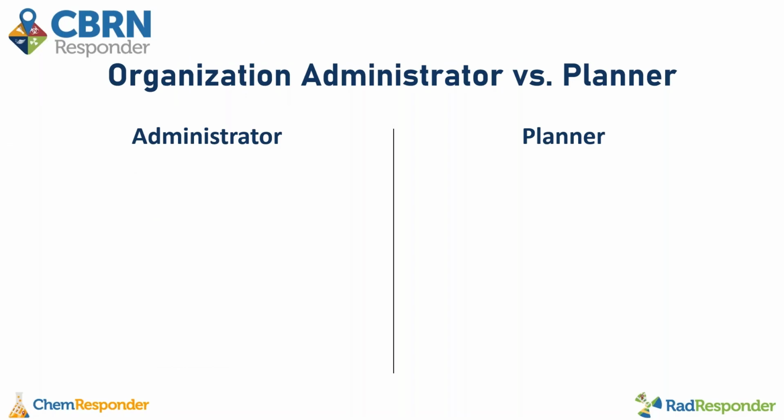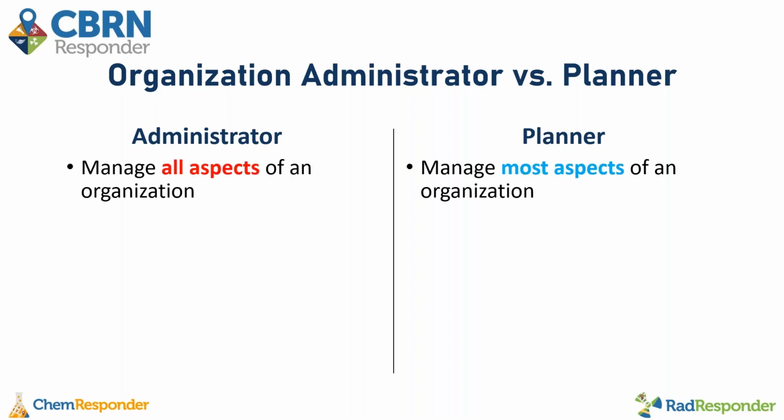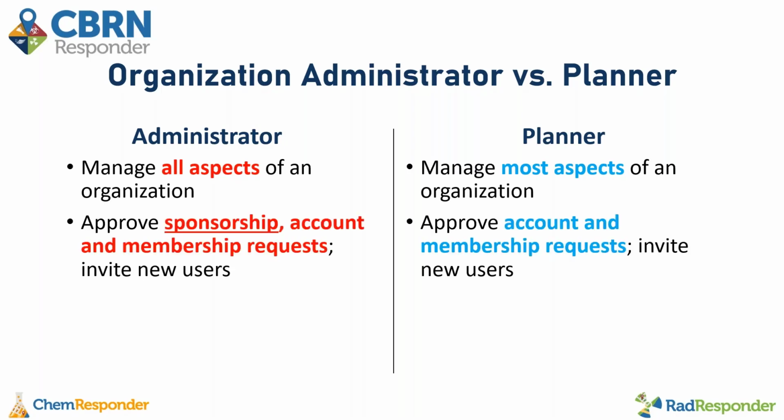So here is just a little comparison between the two roles because they are a little similar. The admin can manage all aspects of an organization. The planner can manage most. The administrator can approve sponsorship, account, and membership requests and invite new users. And the planner can only approve account and membership requests, and they can also invite new users.